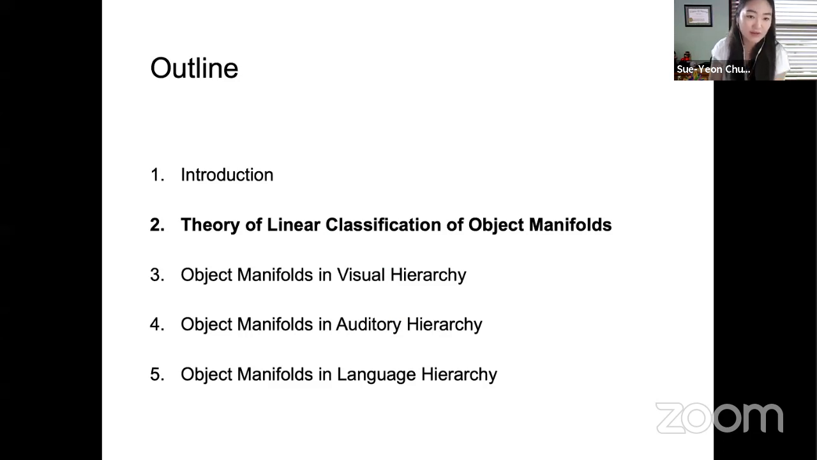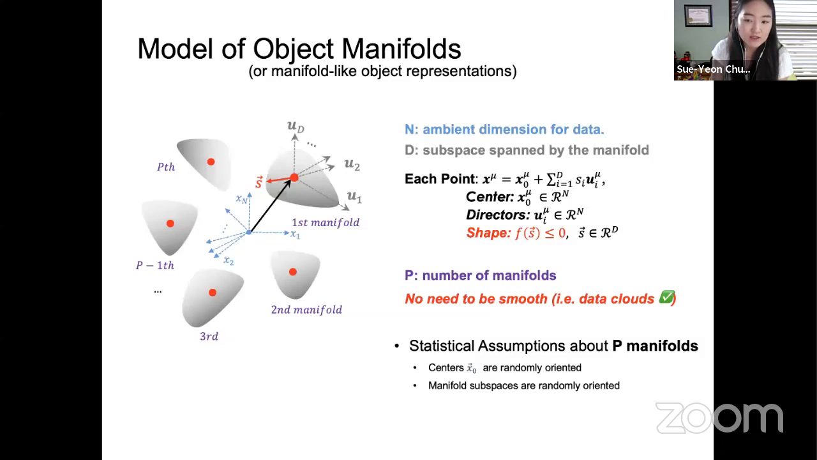Now, for the rest of the talk, I'll talk first briefly about the summary of the theory and recent applications of this theory, which turns into a probing technique to visual and auditory and language deep networks. Before talking about the details of the theory, first I wanted to define what we mean by object manifolds mathematically, or manifold-like object representations. So let's say we're in n-dimensional ambient space. That means we have n-dimensional features or n-dimensional units that we want to probe.